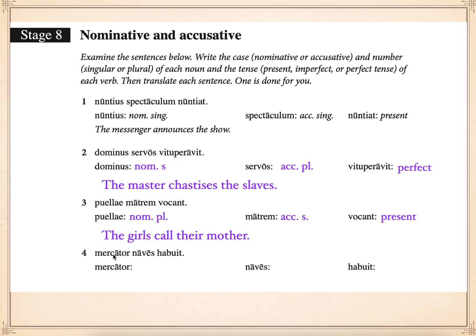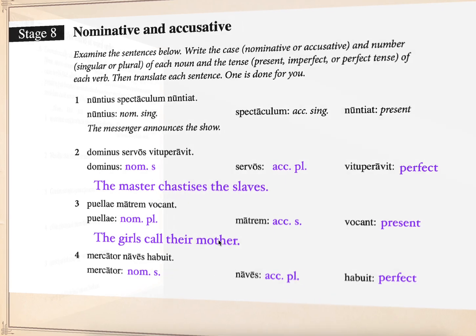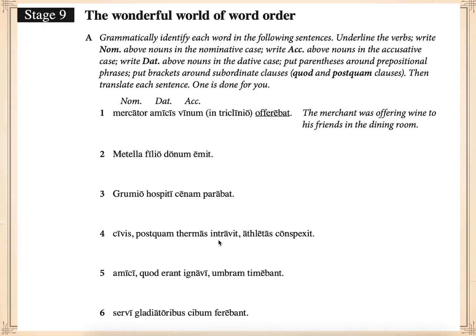Number four, mercator naves habuit. So mercator, this is a nominative singular. Naves, the es ending is third declension, right? So it's third declension accusative plural. Habuit, and that u is a sign, this is probably a perfect. So mercator naves habuit, you can translate that for me.